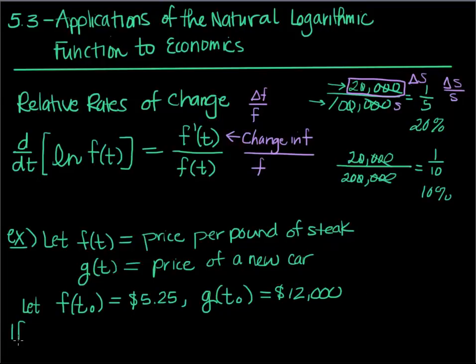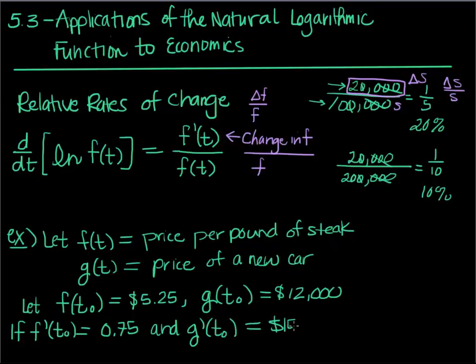So the question here is, if the price per pound of steak at that moment in time is changing by 75 cents, and notice that's positive, so that means it's increasing, and g prime of t at this moment in time is changing by $1,500, which price is increasing more quickly?